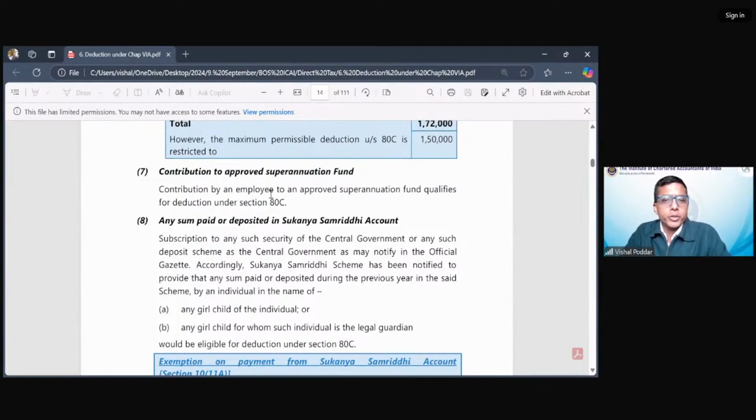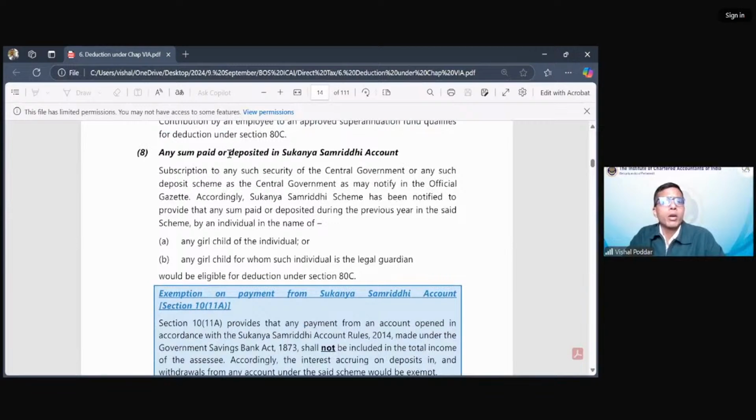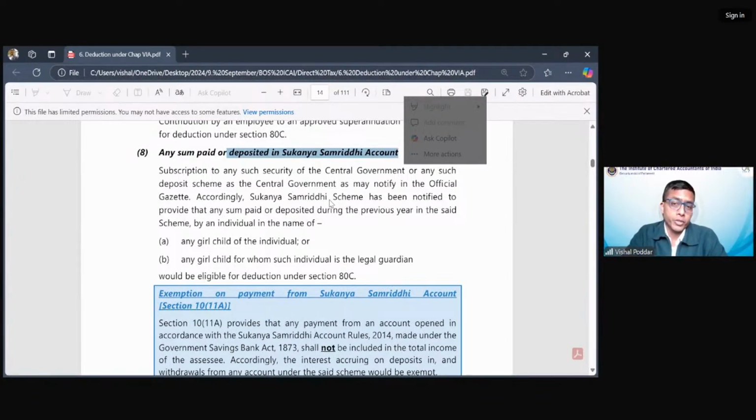Now, similarly, you have contribution to approved superannuation fund. That is also eligible. Very important. You make contribution to Sukanya Samruddhi account. Now, what is Sukanya Samruddhi account? I think in 2014, when Modi ji came for the first time, he started this special scheme for female child, whereby I can open a special account in the name of my girl child, and whatever contributions I'm making in that account, that contribution will be firstly eligible for 80C deduction, which we are studying.